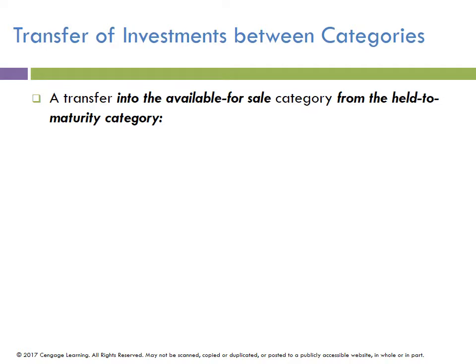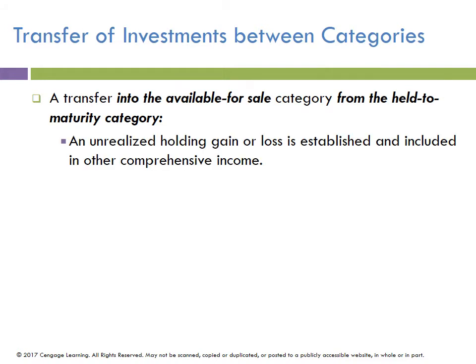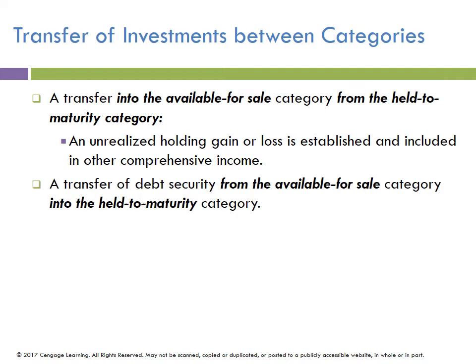A transfer into available for sale from the held to maturity. An unrealized holding gain or loss is established and included in other comprehensive income. So you've got to create an unrealized holding gain or loss.